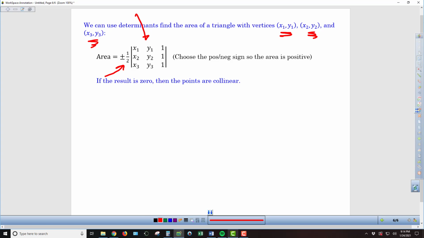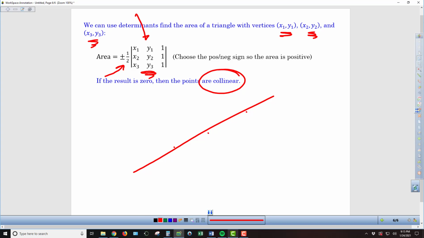And then if you go through and find the determinant of this matrix and you get 0, well then that tells you that those points are collinear, that they're all lined up on the same line. Of course, if that's the case, there's no area for a triangle if those points are all strung together. So we could also view it as a test of collinearity.